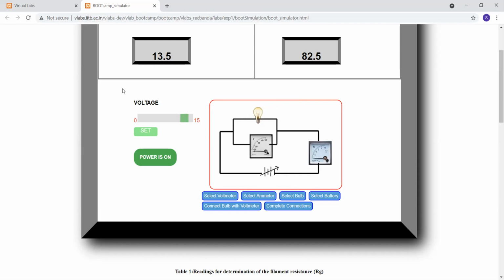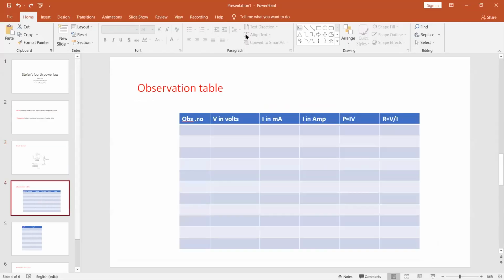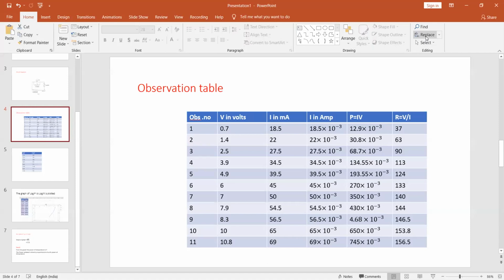Take these readings and again we'll go back to the PPT. The readings we have taken, we will fill in. Here, students, we record the readings during the experiment. The readings are like this.